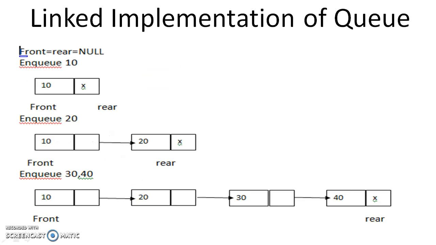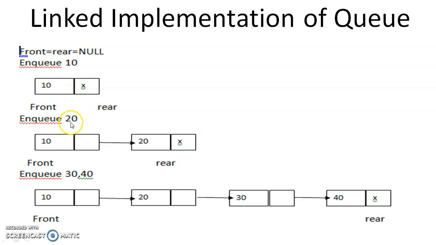In a similar fashion, now we are seeing the linked implementation of the queue. The linked implementation of the queue also has the same conditions. Instead of minus 1, we will have null. The front and the rear will be pointing to null. Whenever you insert the first element, called 10, this is the new node that we create. The new node is the first one and the new node is the last one. Front pointer points to this new node and rear pointer points to this one.